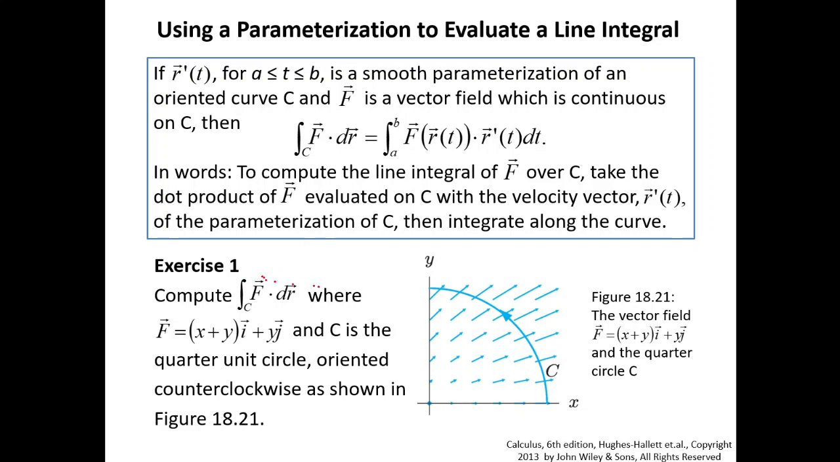So let's look at this example and we'll kind of see how we do it. So we've got this quarter of a circle here, and we want to find along this path C, which is going from 0 to pi over 2 if you want, in this quadrant here, against this force vector field, x plus y i plus y j, quarter unit circle. And okay, so that's important. It's a unit circle, so it's only got a radius of 1, and it's oriented counterclockwise as shown. And we're going to parameterize it with this.